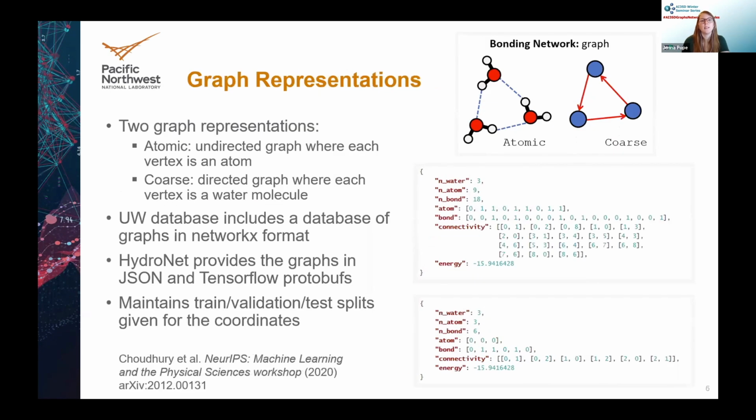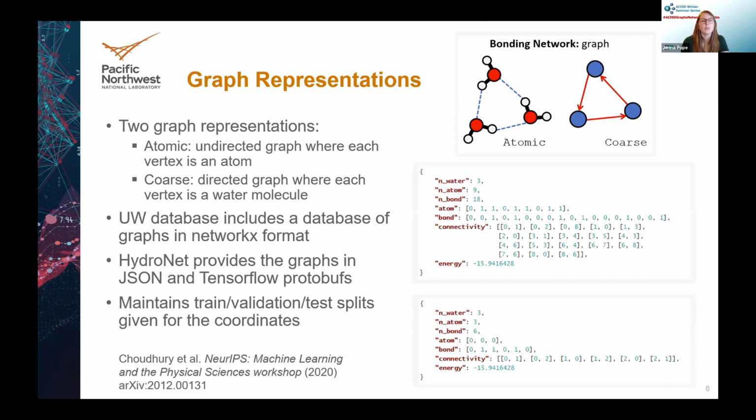We then took that data a step further and provide two graph representations for each cluster. The XYZ files themselves are just the Cartesian coordinates, so they don't directly indicate covalent or hydrogen bonding patterns. So we make these explicit in what we call an atomic graph, which is an undirected graph where each vertex is an atom and each edge is labeled as either covalent or hydrogen, depending on the bonding type. These are given in networkx format JSON files, and again, TensorFlow protobufs with the same train, validation, test splits.